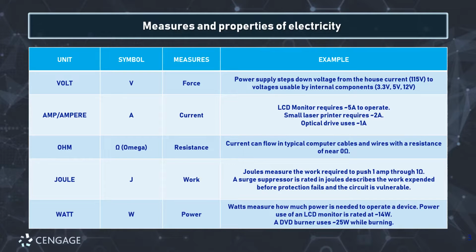Next we have the amp, or ampere, represented by the letter A, and this measures current, or flow through a system from one point to another in a given period of time. So an LCD monitor requires 5 amps to operate, a small laser printer requires 2 amps, and an optical drive uses 1 amp.